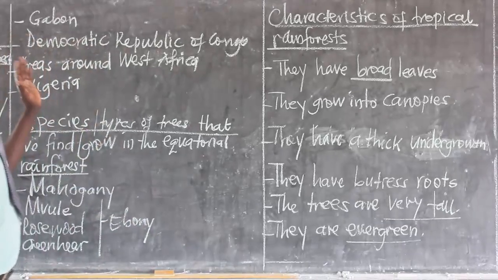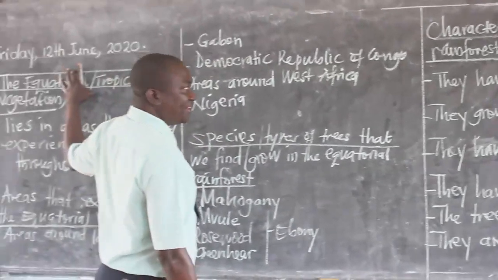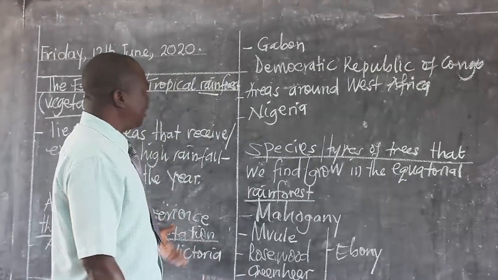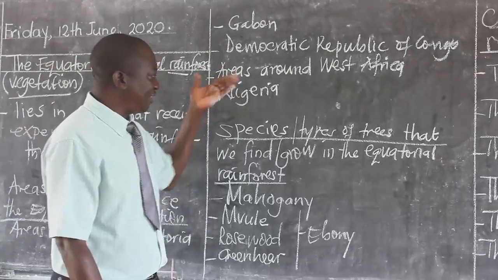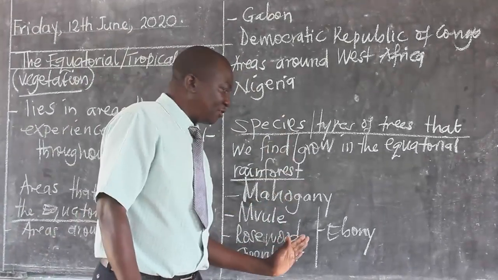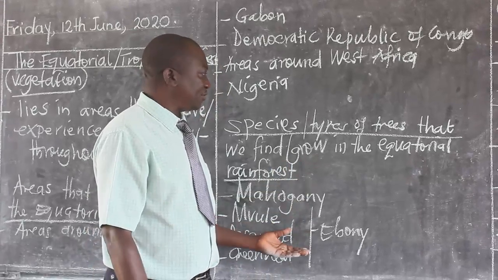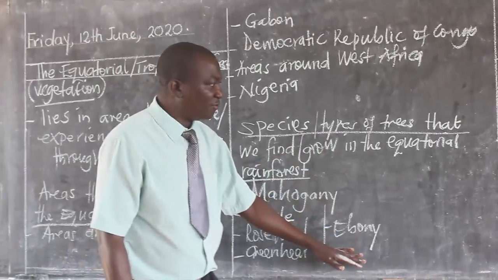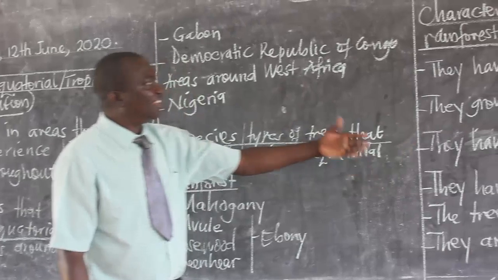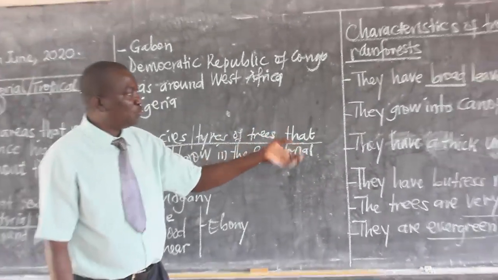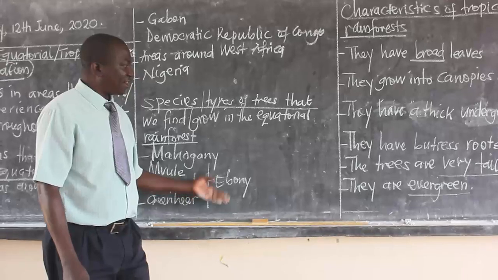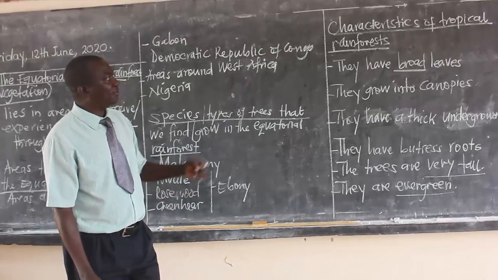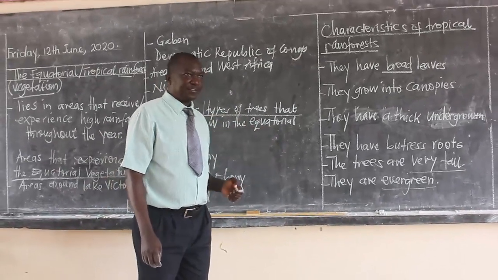So here we have so far looked at why we term it as the equatorial rainforest, where it is received, and examples of those countries and areas. We have written them down. If you want to look at some of the examples of the tree species that grow there, they are here. And we will say that the trees there produce hardwood. So all these ones here are producing hardwood as one of the characteristics of the tropical rainforest.